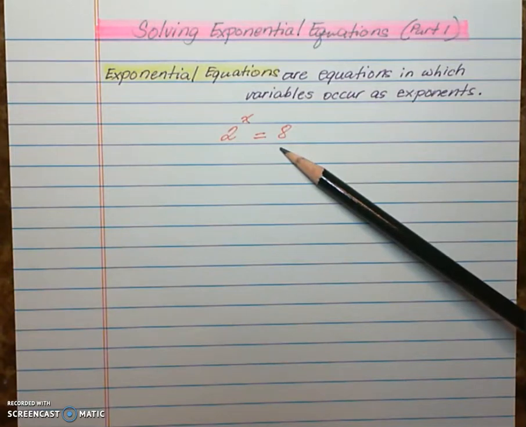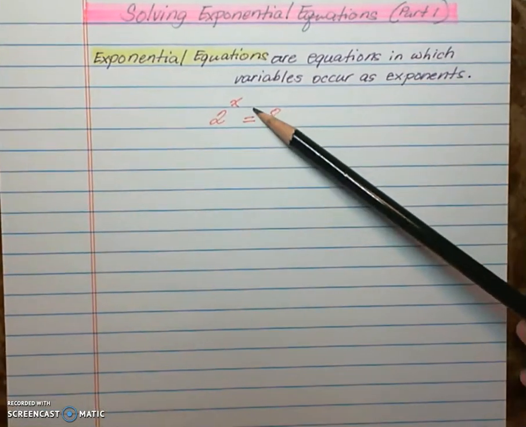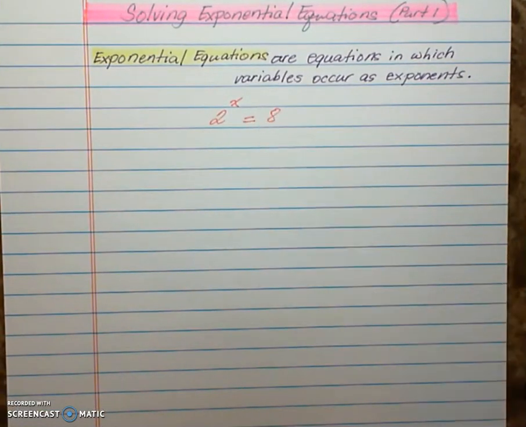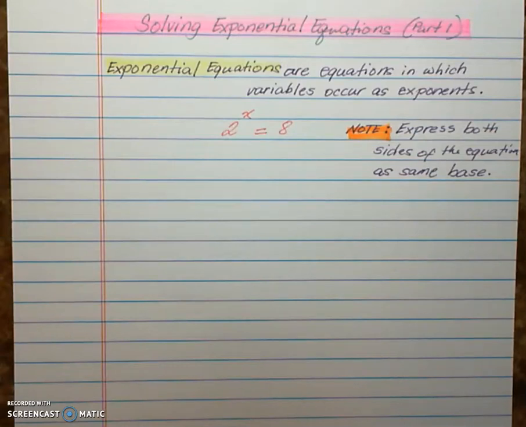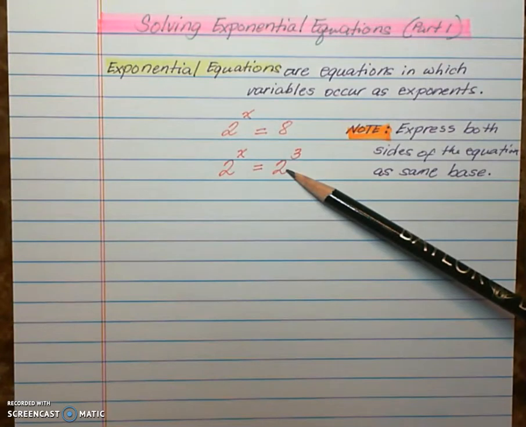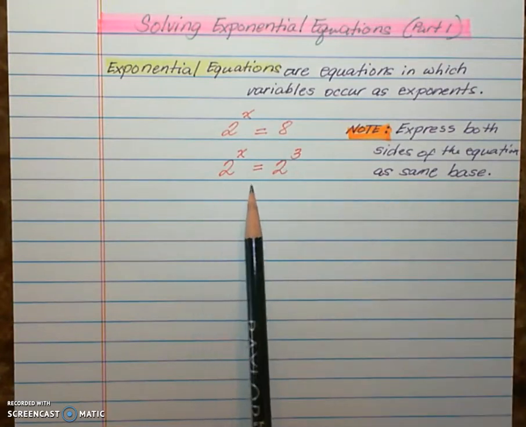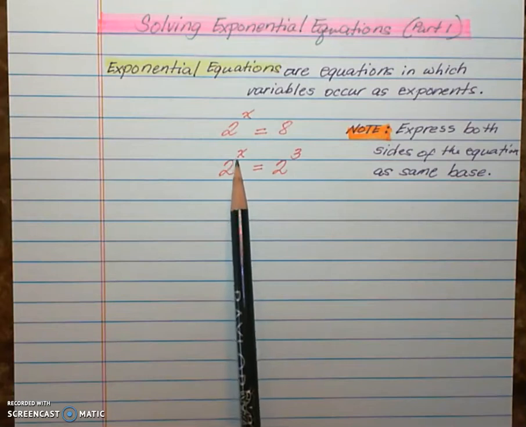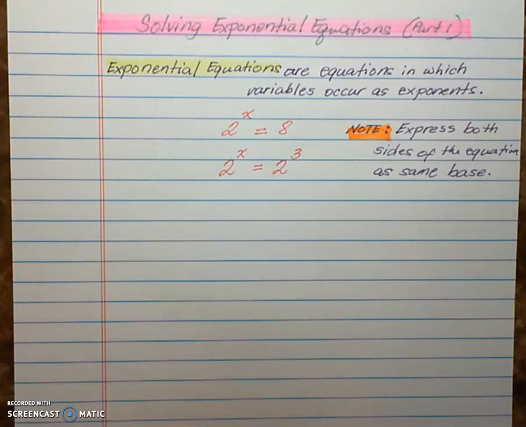The rule that you have to remember is that in order for you to solve for the exponent, you must make the bases the same. In my video entitled Expressing a Number in Exponential Notation, I taught you how to change a number into an exponential notation. In this case, we're going to express 8 as 2 to the power of 3. 2 to the power of 3 is 8 because 2 times 2 is 4, times 2 is 8. Now that the bases are the same, you can express the exponents as equal. Therefore, x is equal to 3.